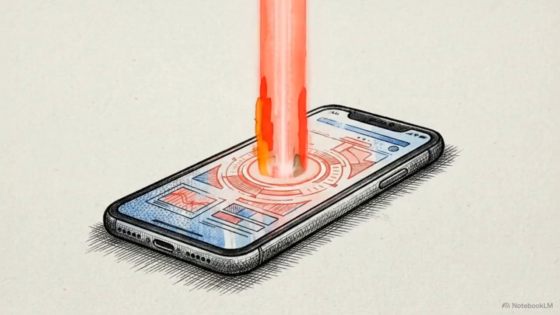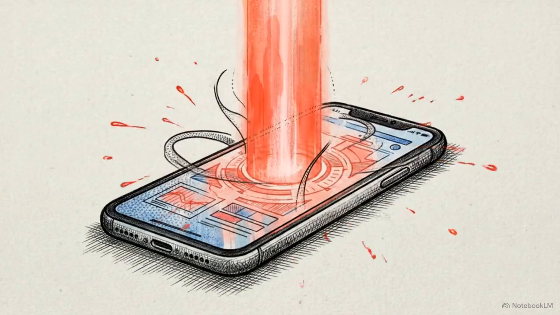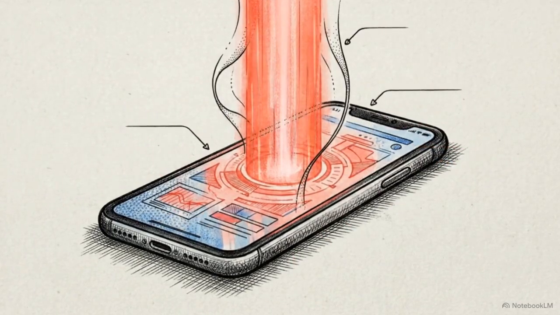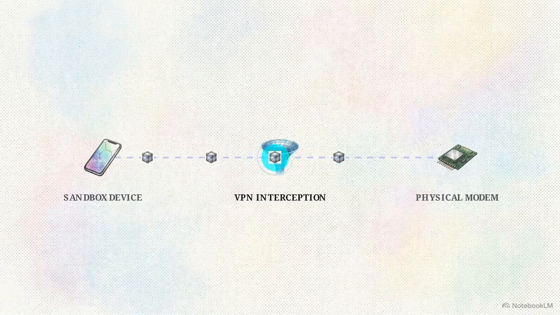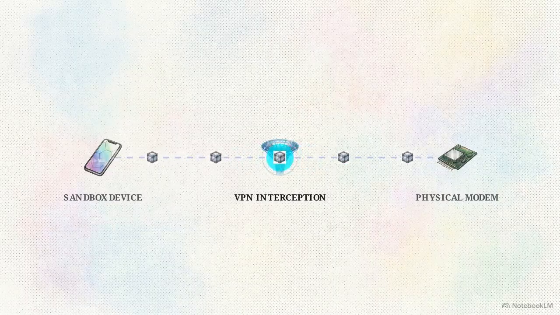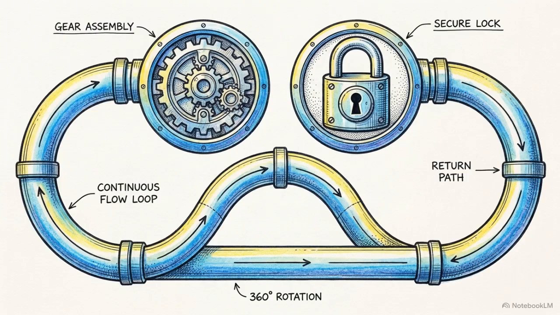After compromising a device, an attacker's immediate objectives are clear: establish an encrypted command and control beacon, or exfiltrate intellectual property. If scanning the device memory to stop this is structurally impossible, security engineering must abandon the attempt. The alternative is to intercept and analyze the device's outbound network exhaust. This document outlines the PTCP Omnibus Cage, an architecture built specifically for this interception. It deploys using native Apple Network Extension and Android VPN Service APIs to create a lightweight on-device VPN loopback.